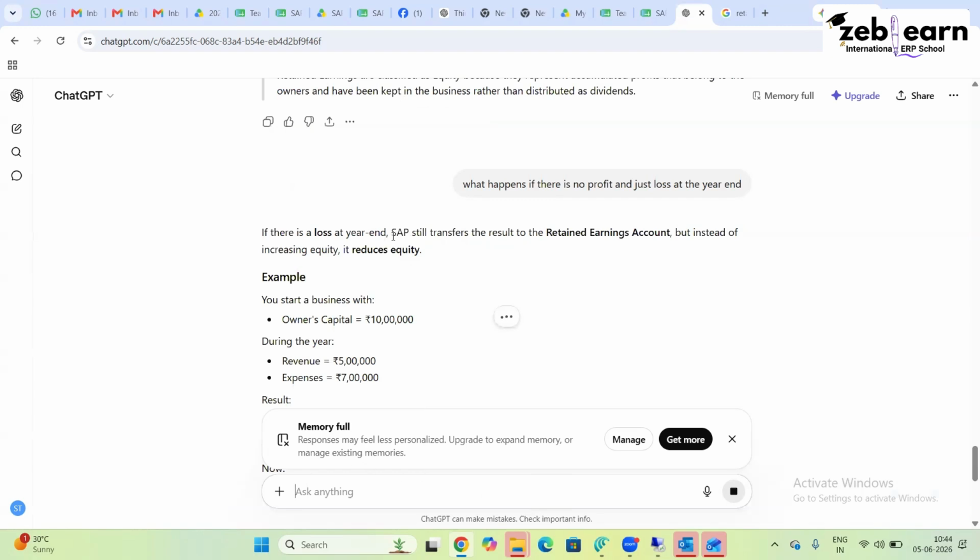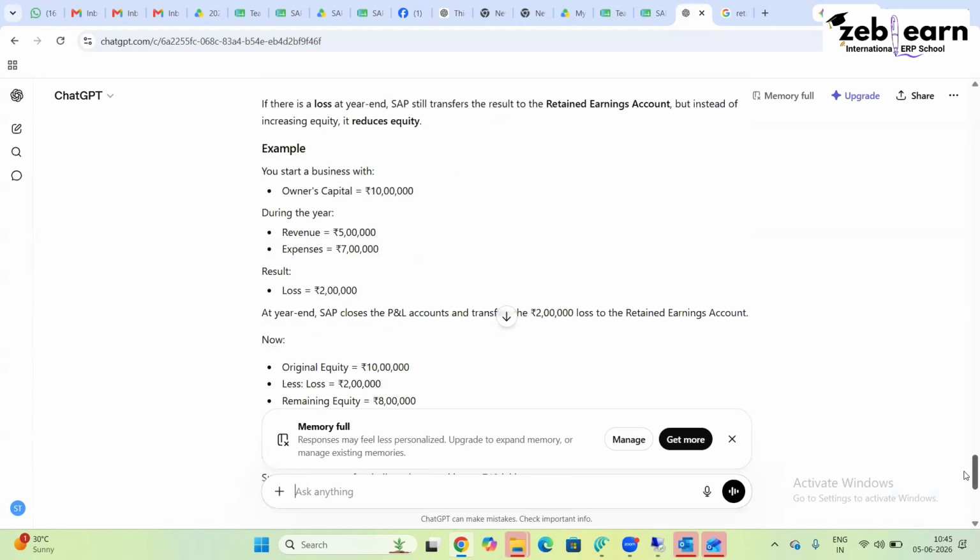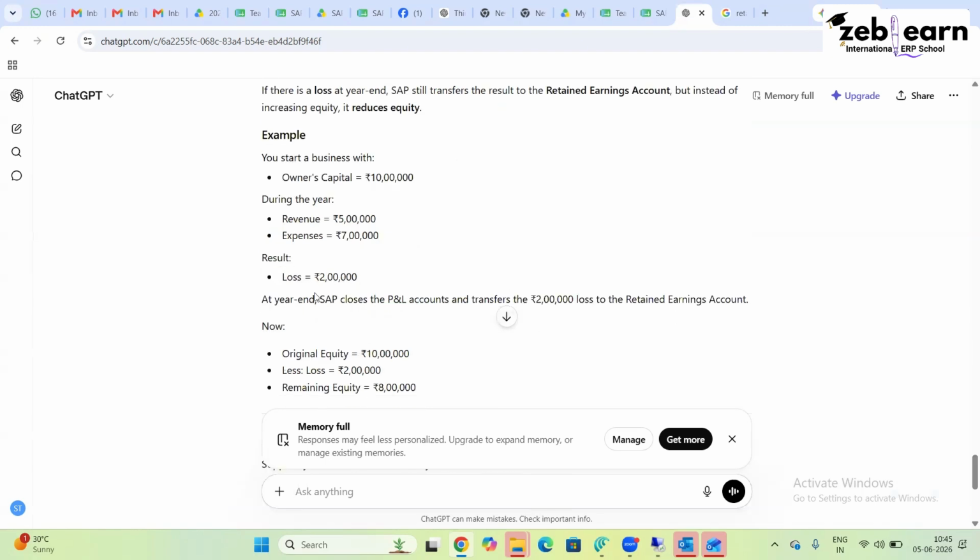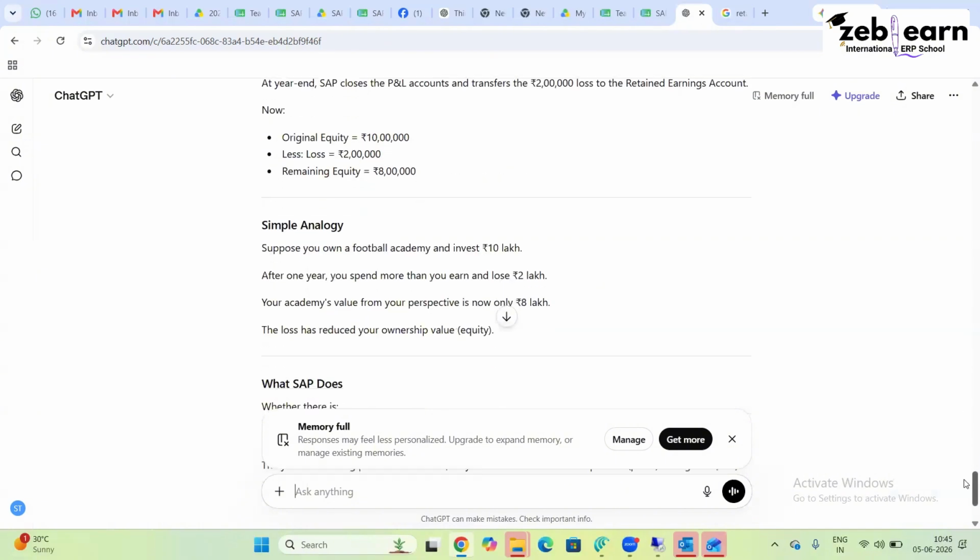Okay. If there is a loss at the year end, SAP still transfers the result to the retained earnings account, but instead of increasing equity, it reduces equity. You start a business with owner's capital equal to 10 lakh. During the year, revenue is 5 lakh, expenses 7 lakh. So the result is a loss of 2 lakh. At the year end, SAP closes the P&L accounts and transfers the 2 lakh loss to the retained earnings account. Original equity 10 lakh, loss 2 lakh, remaining equity 8 lakh. Suppose you own a football academy, invest 10 lakhs. After 1 year, you spend more than you earn and lose 2 lakh. Your academy's value from your perspective is now 8 lakhs. The loss has reduced the ownership value.